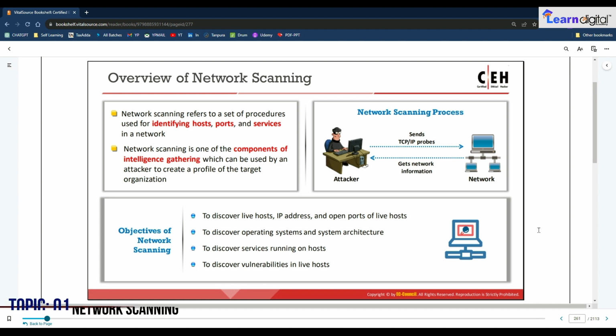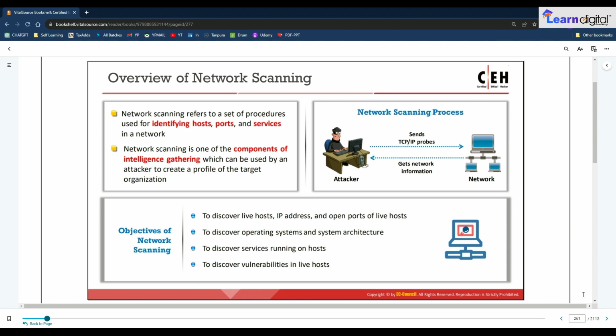So let's start with network scanning concepts. As already discussed, footprinting is the first phase of hacking, in which the attacker gains primary information about a potential target. He or she then uses this information in the scanning phase to gather more details about the target.